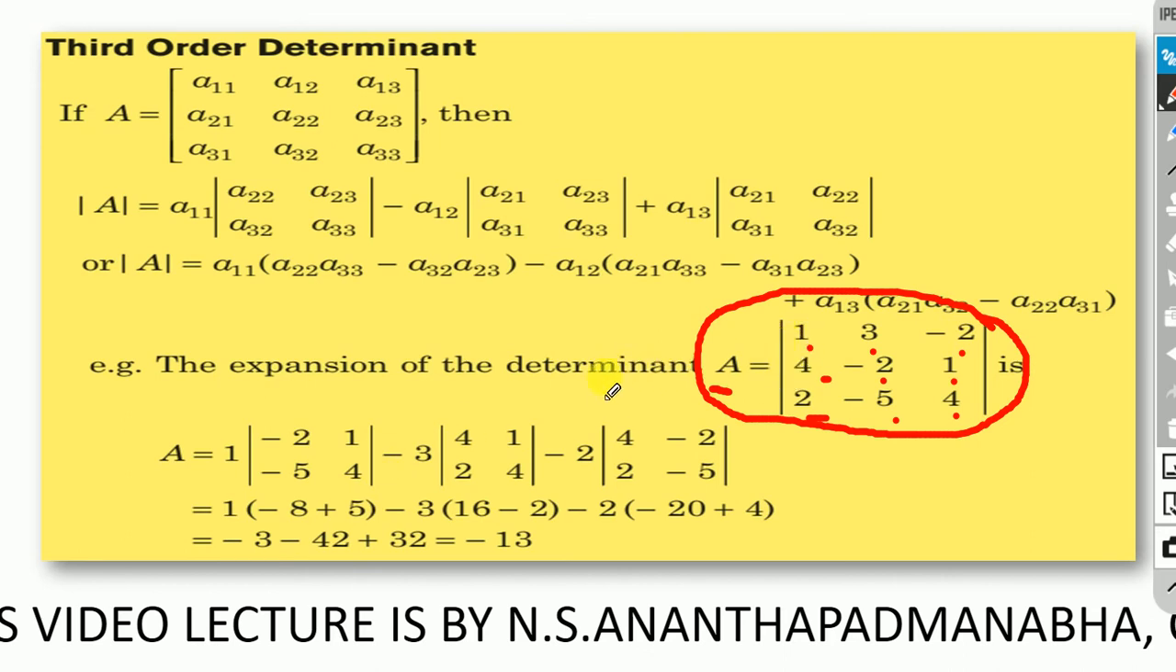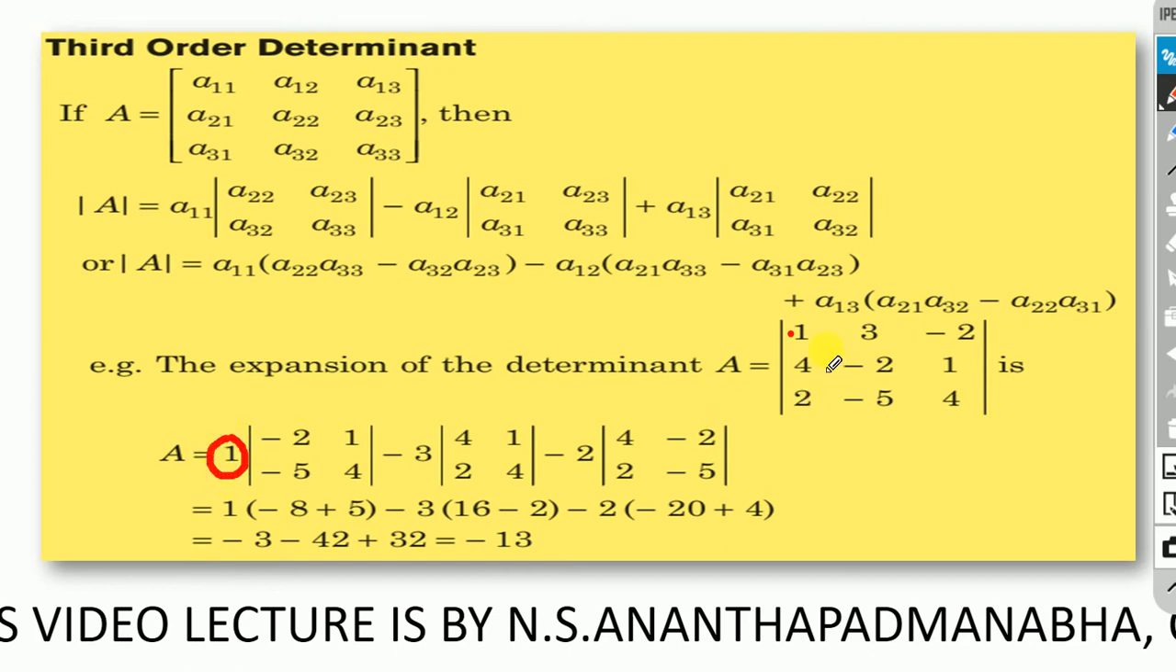So I will expand along row 1. That is 1 into, so I have to leave this row and column, and I have to consider this determinant of order 2 cross 2, that is minus 2, 1, minus 5, 4. Next is the second element. I have minus sign here, minus 3. While expansion, this is the rule: I have to take plus here, minus here, and again plus here.